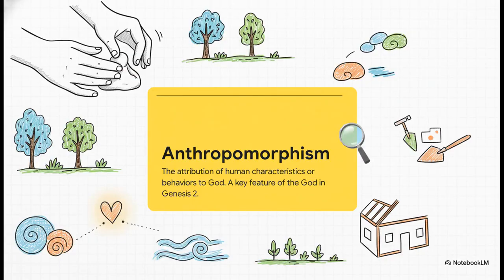And there's a word for this hands-on portrayal of God in the second story. It's called anthropomorphism. It's the author's way of describing God in these relatable, human-like terms, molding, planting, building, to really emphasize a personal, relational connection that is totally absent from the cosmic scale of Genesis 1.